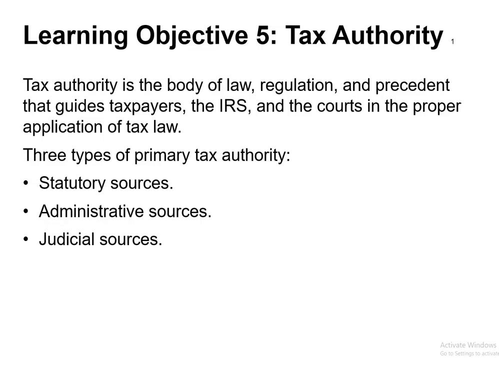But there are three sources of this primary tax authority. Statutory sources, that's the actual law. That's Congress, anything Congress has been involved in. Administrative sources, that's the IRS under the Treasury Department, who have been delegated the ability to administer the tax law. And then when we have a dispute about what things mean, they go to court. So we have judges or courts who rule on things, and those become a primary source.